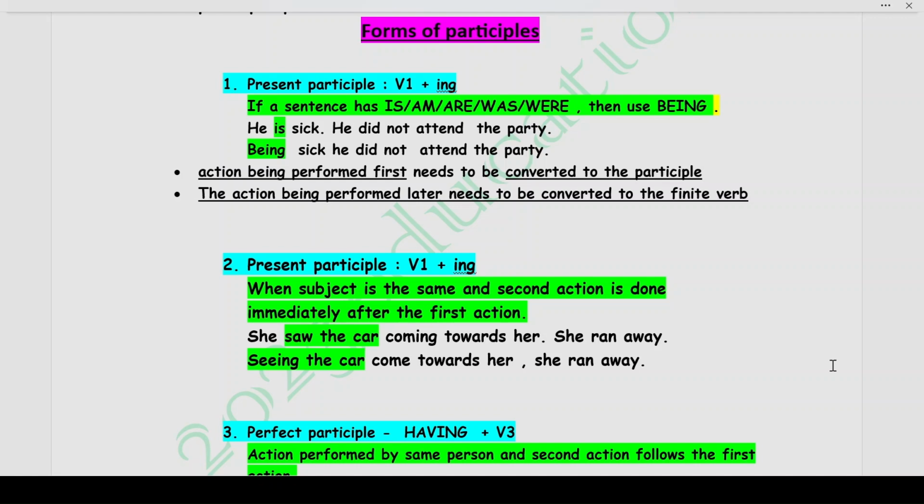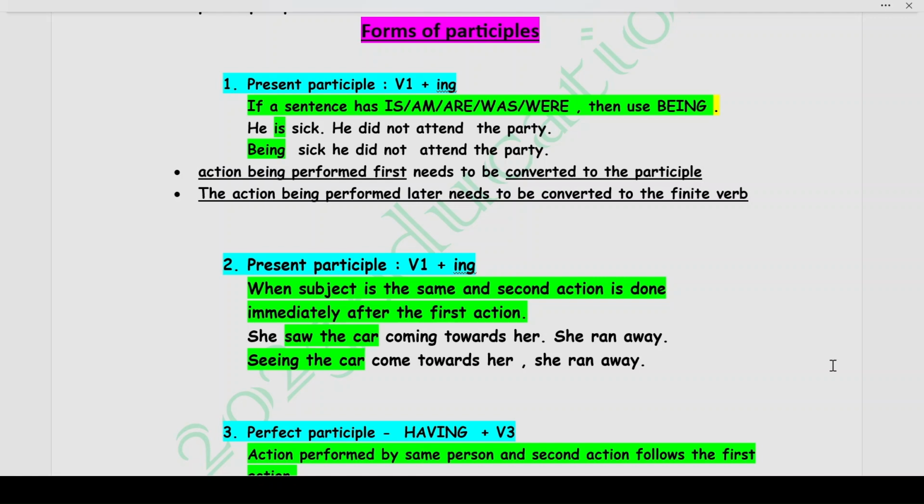So a simple sentence should have a subject, it should have a predicate part, it should have a finite verb which will show you the tense of the sentence. And also it should have an independent clause which is not dependent on any other clause. That means it should not have any dependent clause.